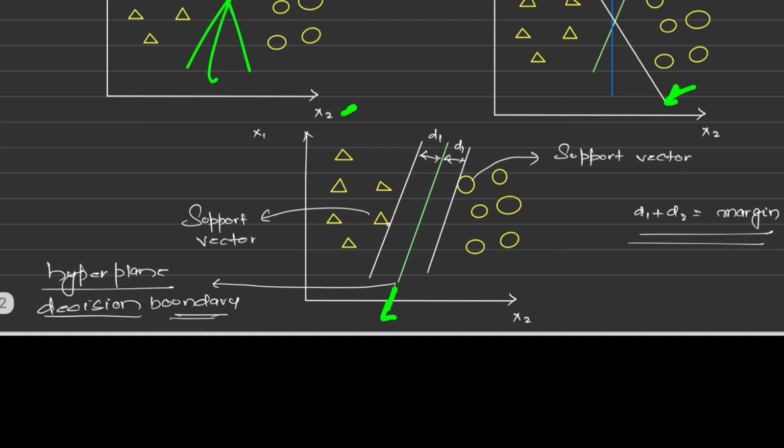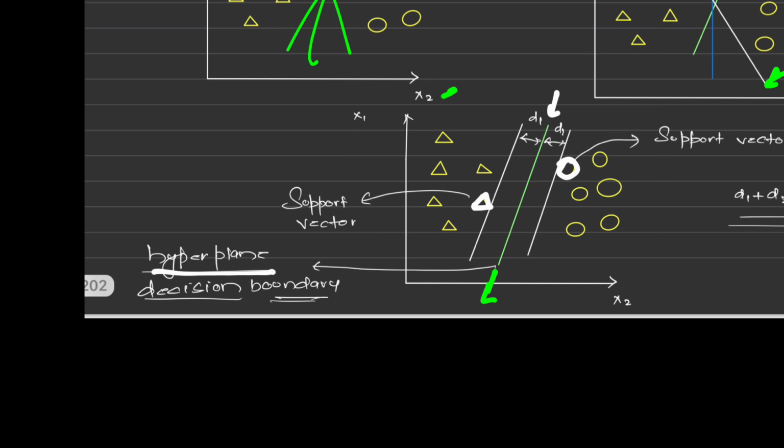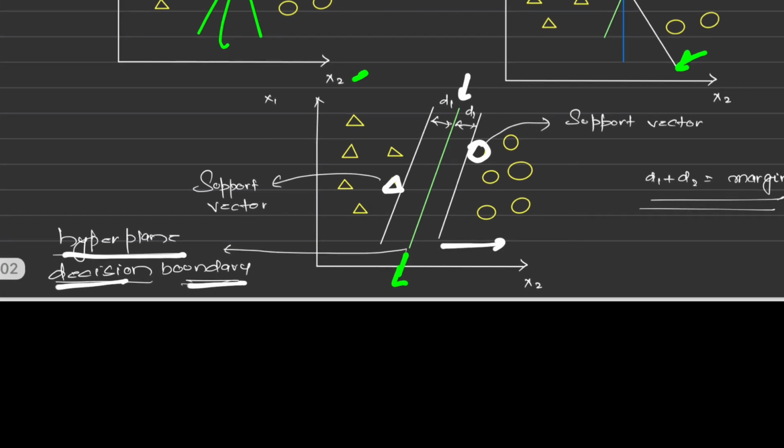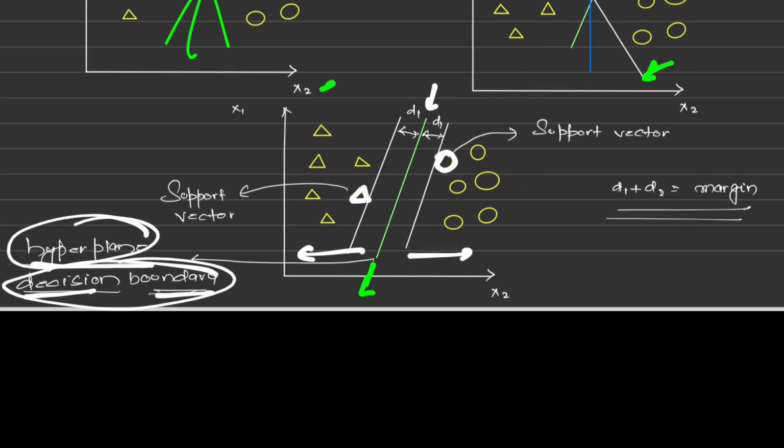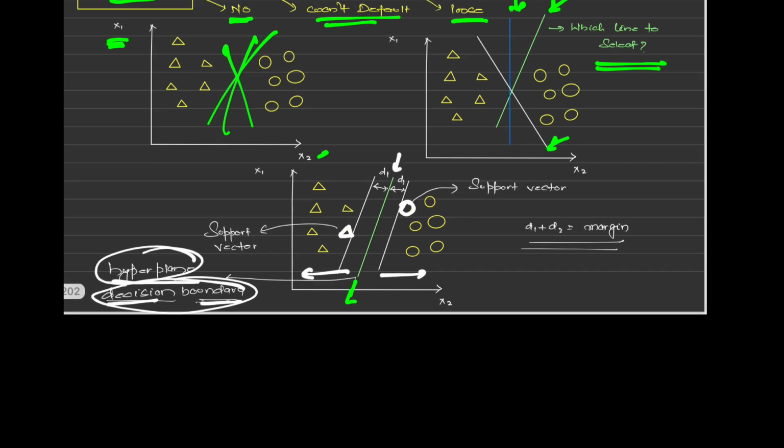Now, what is the meaning of the word support vector? So support vector is the nearest triangle or the nearest circle to the line, and this line is called the hyperplane or the decision boundary. To the right of this line is circle, to the left of this line is triangle. Okay, so this is a decision boundary or hyperplane which is separating the circles from the triangles. Okay, now what is support vector? The nearest opposite points to this line are called support vectors.